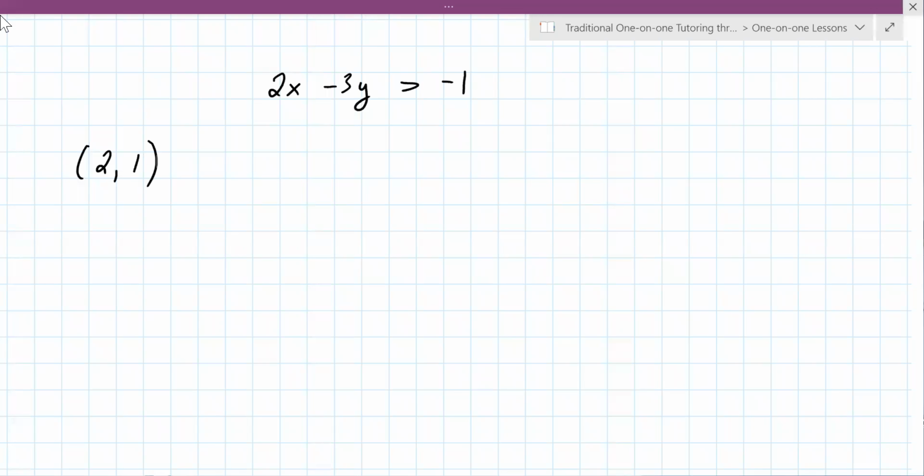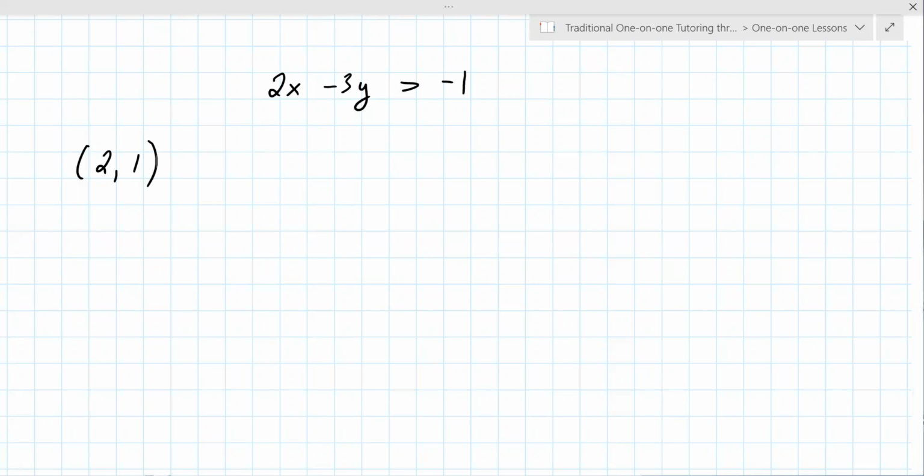Let's say it's 2x minus 3y greater than -1. Okay, and I want you to try the ordered pair 2, 1. And I'm looking for, is this true or is this false? Please work it out.